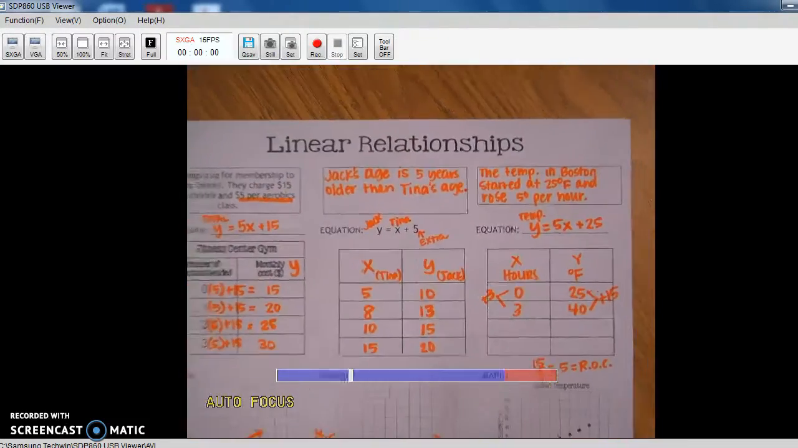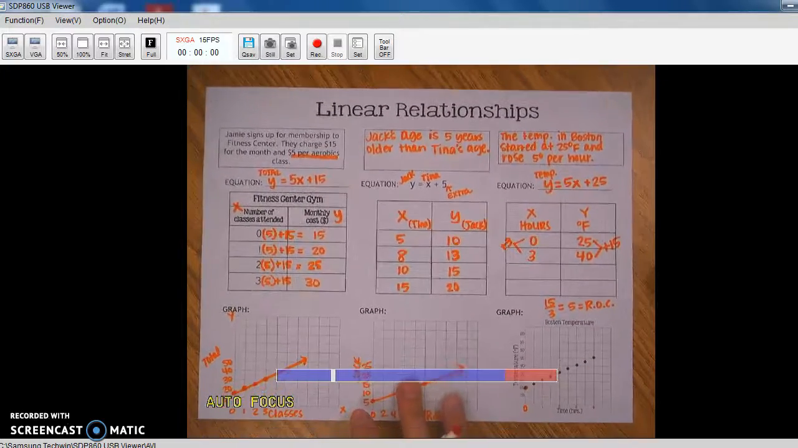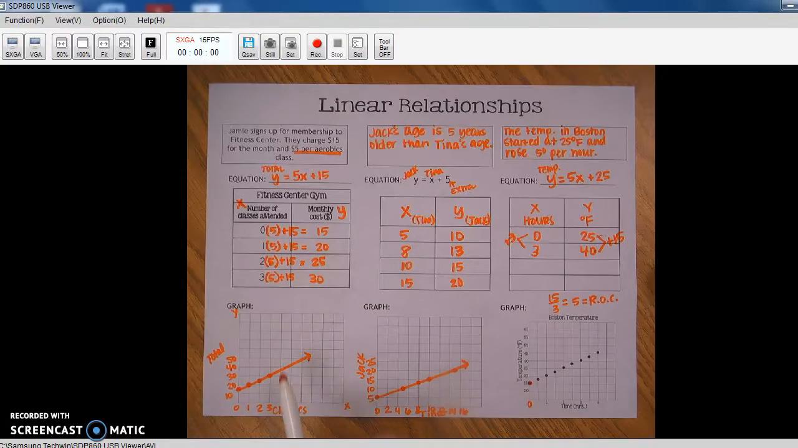So you should be able to go any direction between these 4 representations, whether you're given the equation, the table, the graph, or the words. You should be able to pick out the rate of change and go from there to help you create the rest of them.